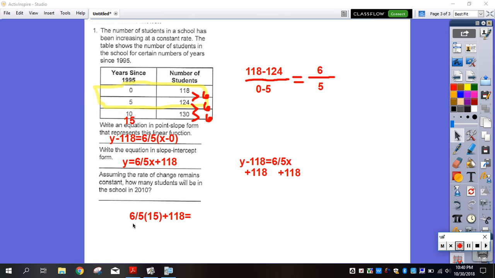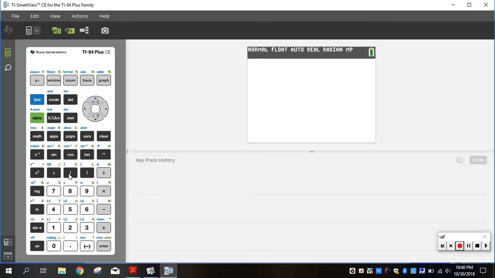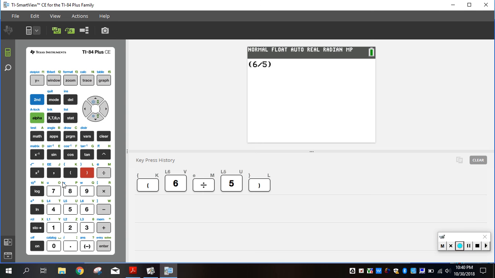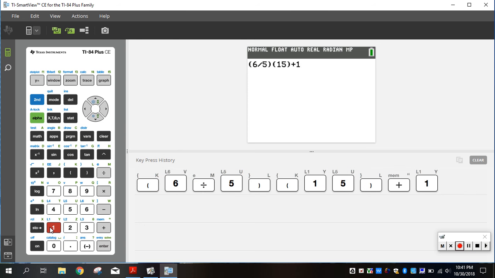Now, fractions can be a little tricky. Luckily, we can use our graphing calculator. So 6/5 in the graphing calculator would be parentheses 6 divided by 5, top divided by bottom. And then if I wanted to continue to evaluate, I have 6/5 times 15, so I'd have parentheses 15, and then it was plus 118, so plus 118. And my calculator will evaluate that for me.